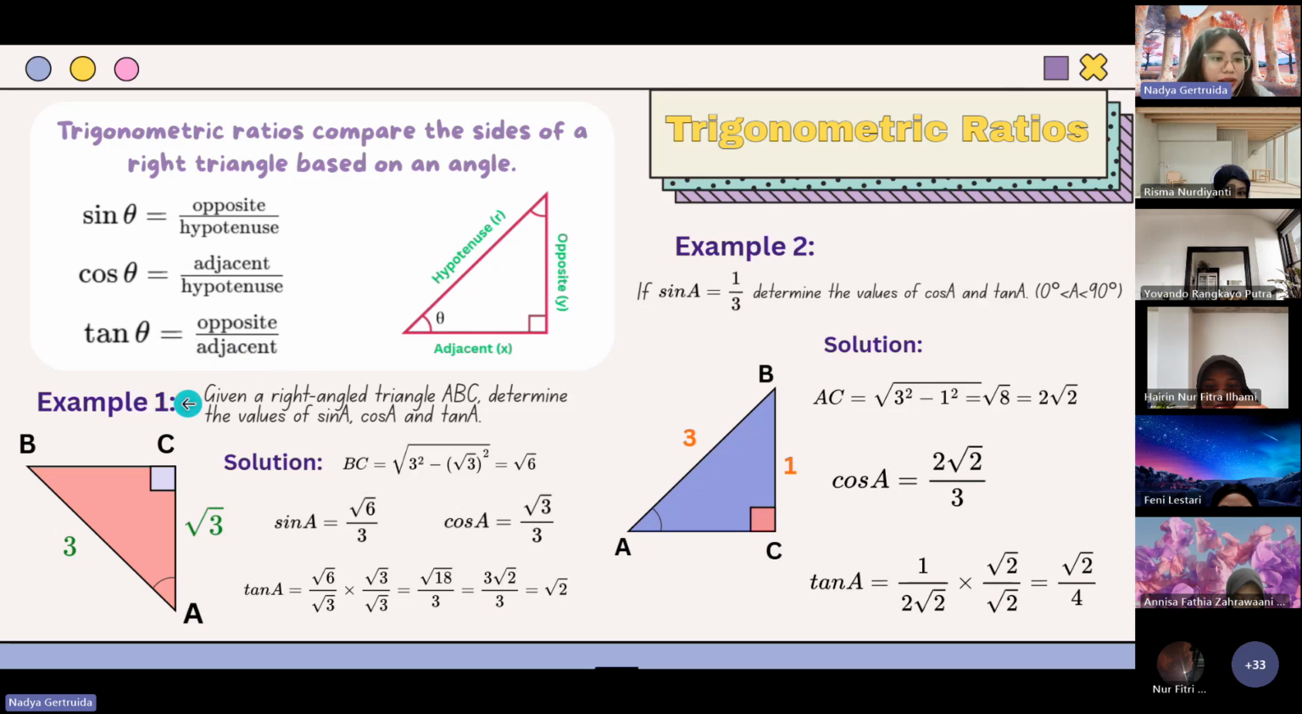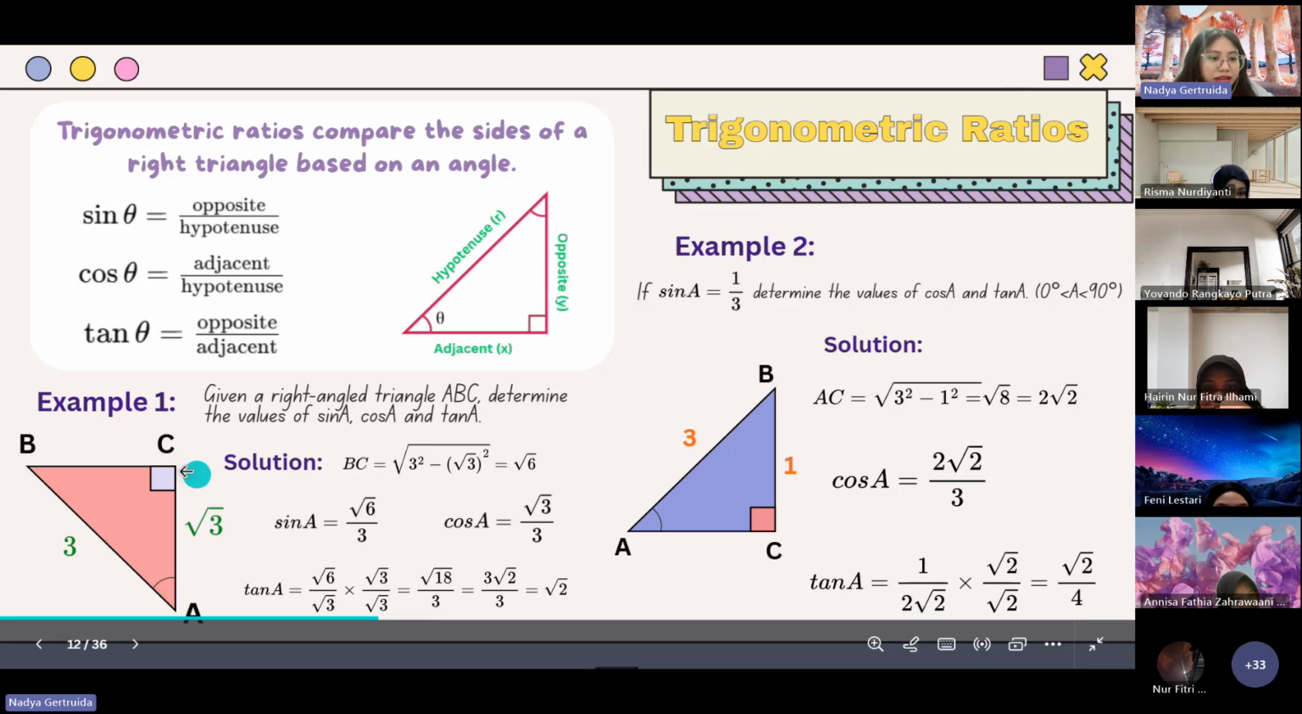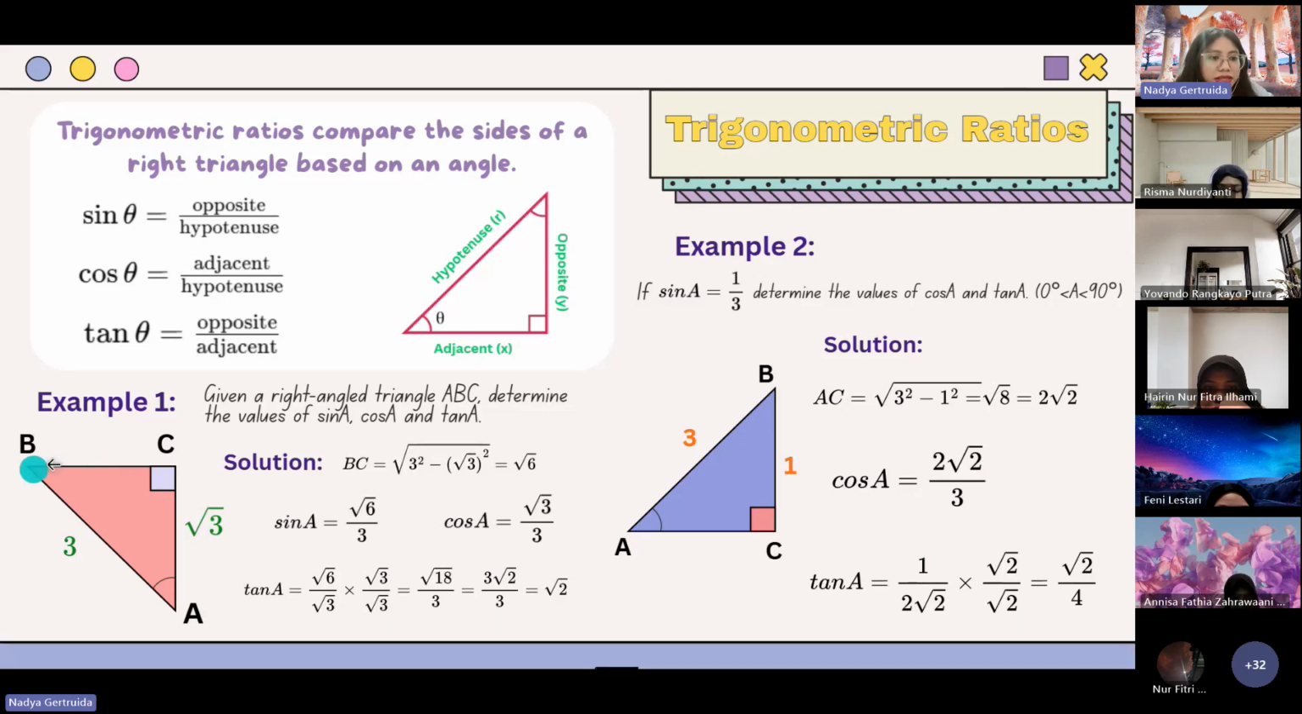For example 1, given a right angle triangle ABC, determine the value of sine A, cosine A, and tangent A. This is the right triangle ABC, and the values square root of 3 and 3 are known. And then we can see we don't know BC.